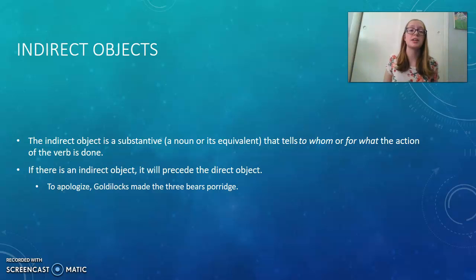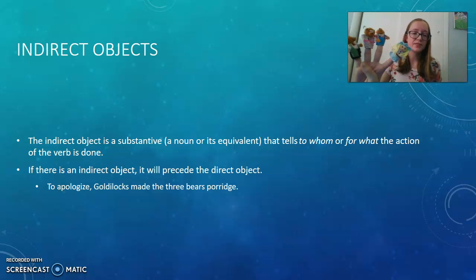An indirect object is a substantive or a noun that tells to whom or for what the action of the verb is done. There isn't always an indirect object when there's a direct object. But when there is an indirect object, there will always be a direct object, and it will come before the direct object.